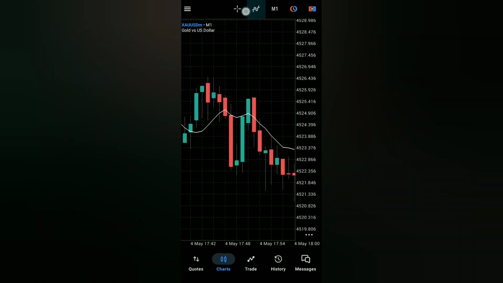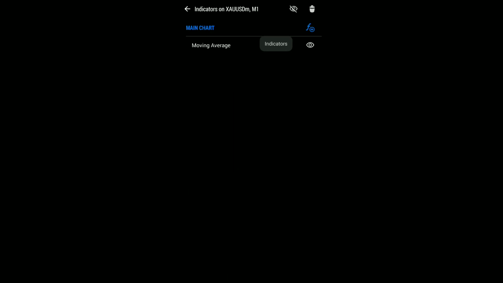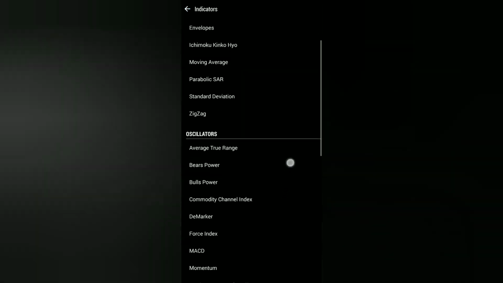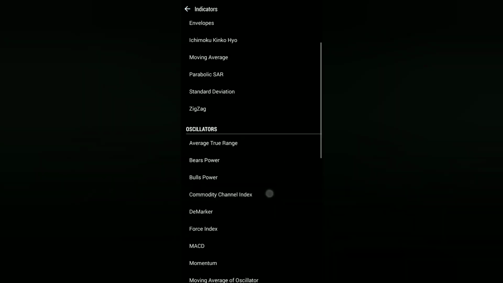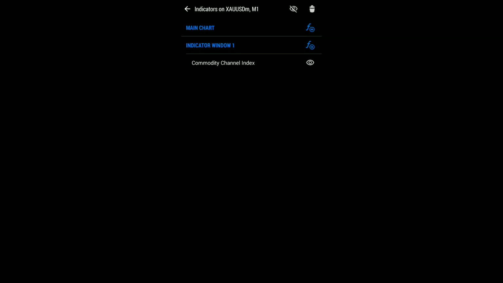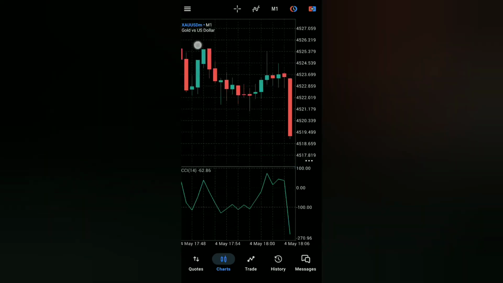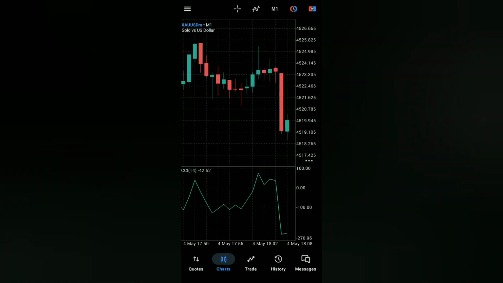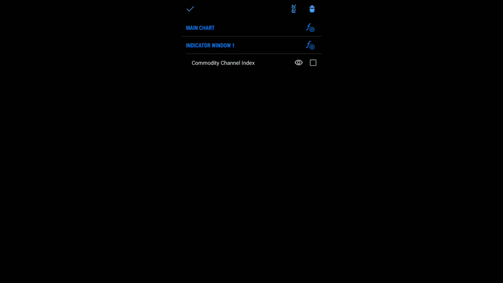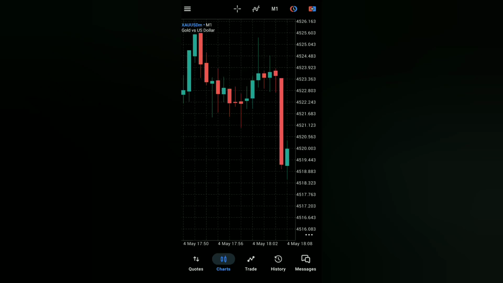So this is where you add your indicators. Later you learn about indicators. Let me delete it. Just click delete. So let me add another one. Let me add a commodity index. If I add this indicator now, click save. Just come here. I see what is happening down here now. So all these things are called indicators. Let me delete it. So that's why we add indicators, right?